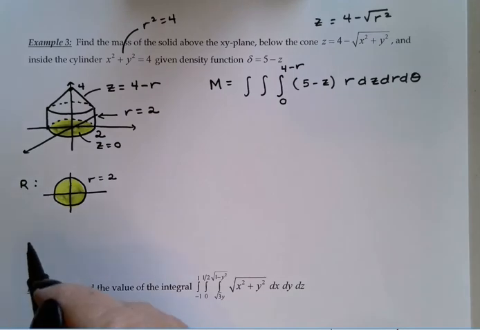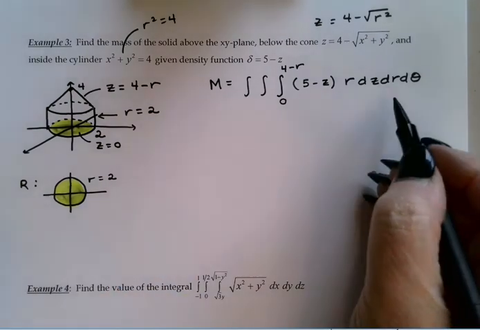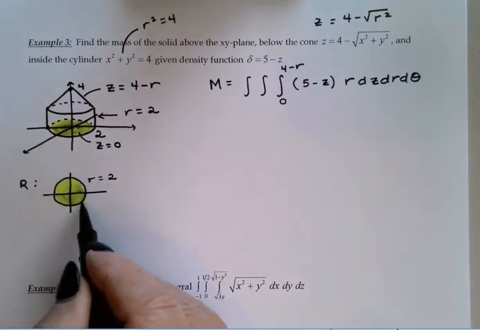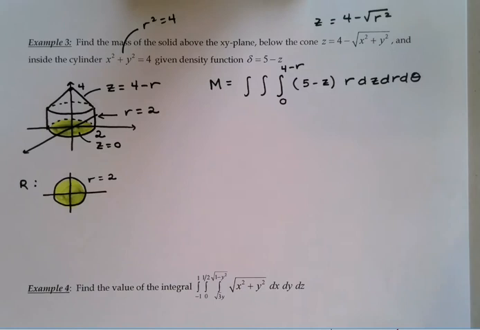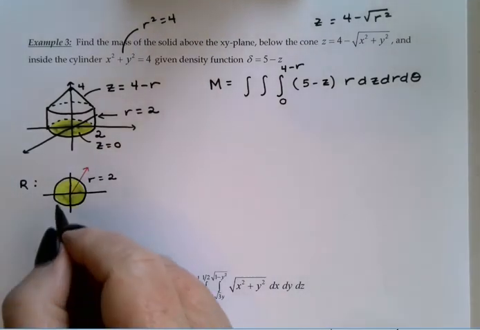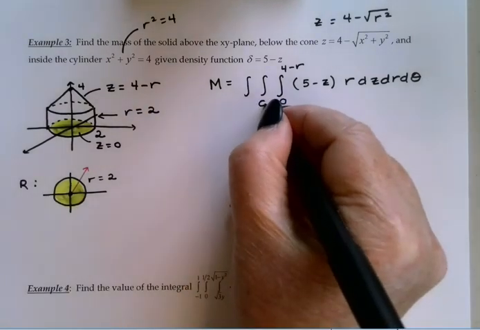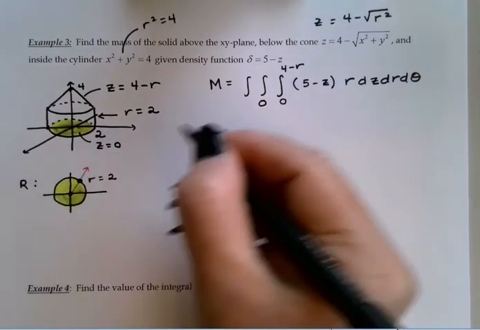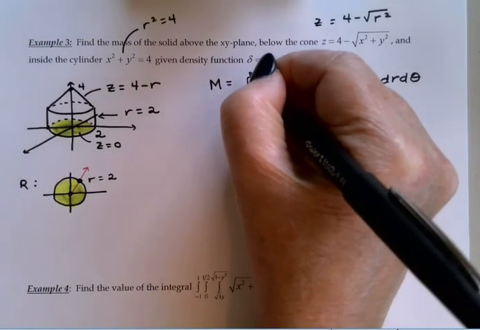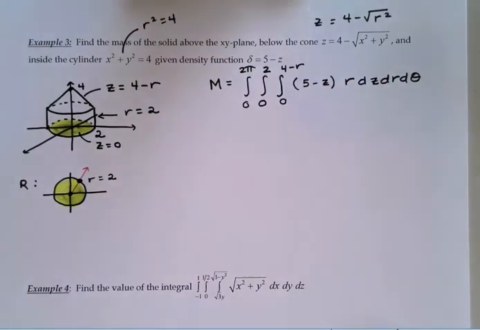The cylinder itself doesn't get involved until I get to the r and theta, because the cylinder is what defined that region R for me. If I think of my radial spoke, I do start at an r value of 0, and I leave the region at an r value of 2. And since I want to go all the way around the circle this time, my thetas would go from 0 to 2 pi.